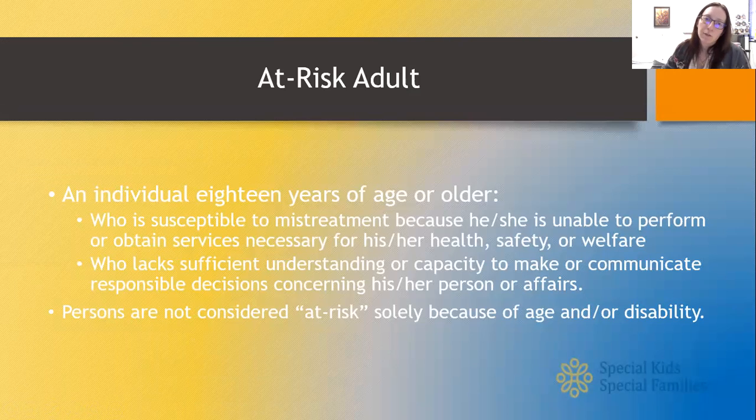So to start, we're going to define an at-risk adult. This is an individual 18 years of age or older who is susceptible to mistreatment because he or she is unable to perform or obtain services necessary for his or her health, safety, or welfare. This individual lacks sufficient understanding or capacity to make or communicate responsible decisions concerning his or her person or affairs. Persons are not considered at risk solely because of age and/or disability.